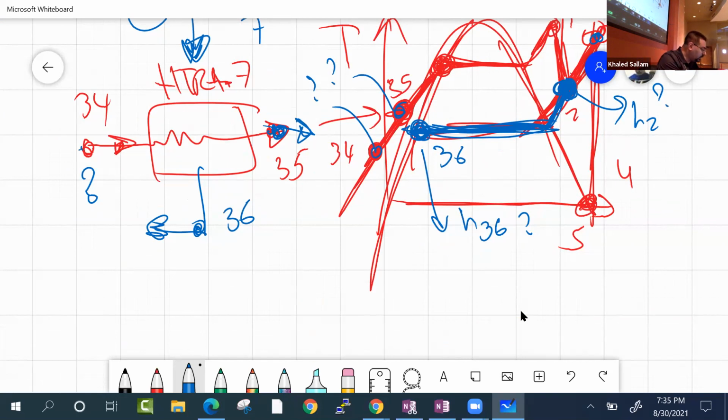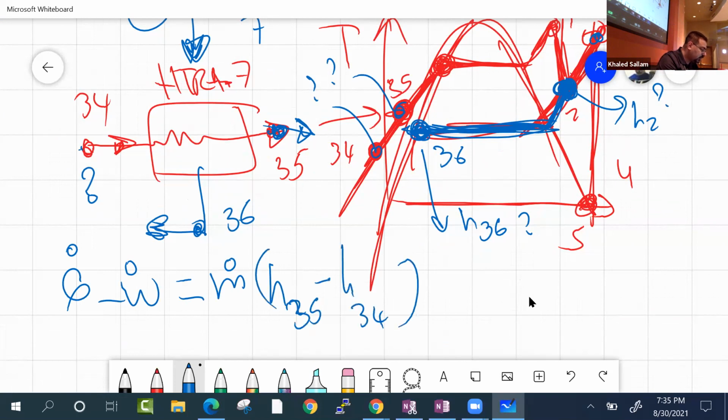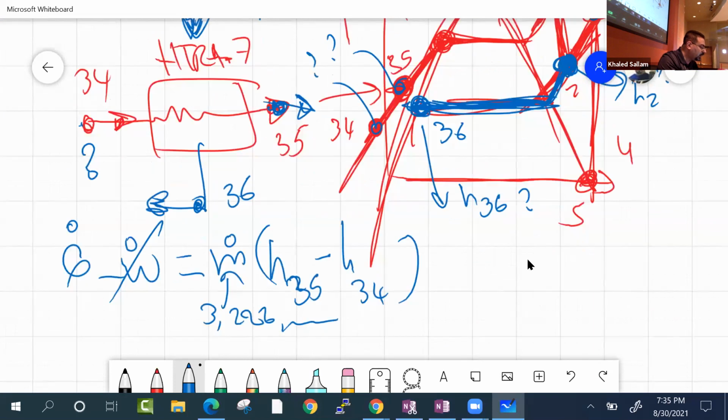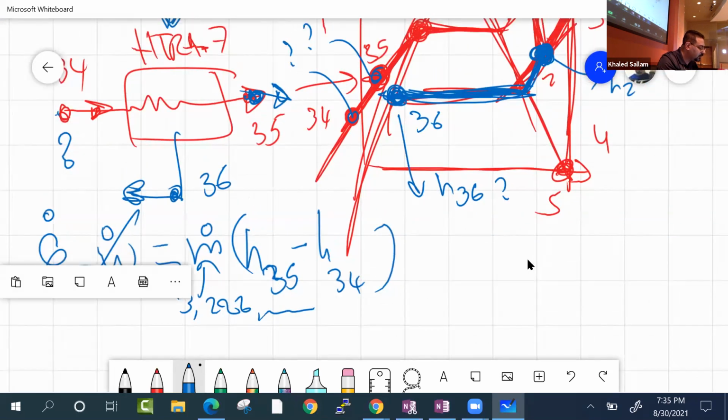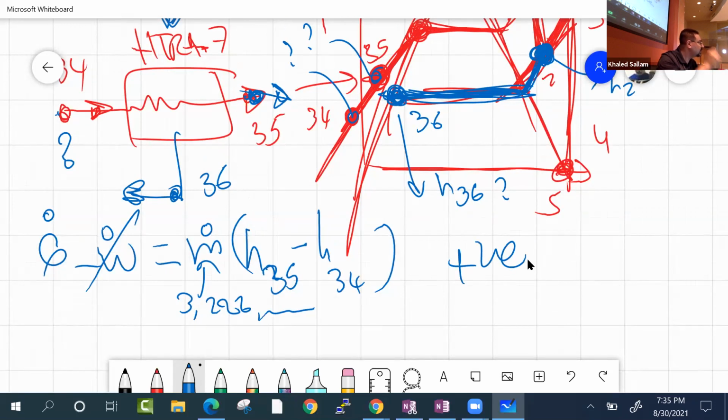So what did this first law say? Yes, Q minus W equals m dot (H out minus H in). So in that scenario, for the water, it would be 35 minus 34, right? Putting in the 3,200,000, whatever, 3 million, work is 0, you will get Q here that is plus or negative? Plus, positive. Does this make sense? Yes, the water is being heated. First law says if you add Q, that is plus.